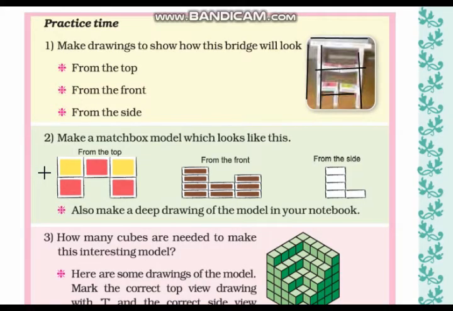Then here is question number 2. Make a matchbox model which looks like this. In the previous question, the views were asked and we had to make drawings from the top, from the front and from the side. But here the views are given. From the top, it will look like this. Then from the front it will look like this, and from the side it will look like this. So let us make a matchbox model which looks like this.